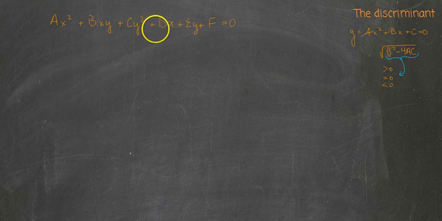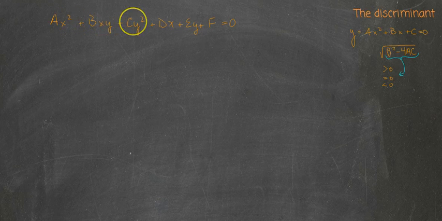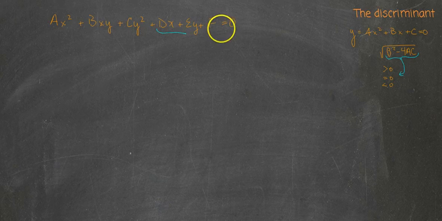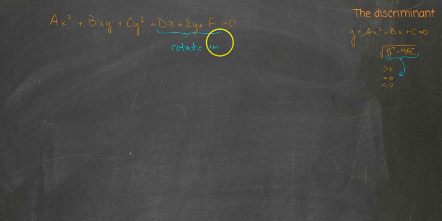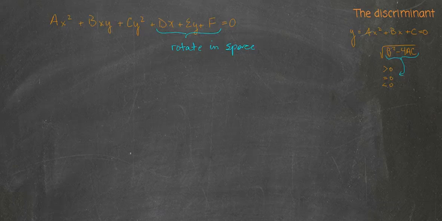Now, in this case, I'm going to use A, B, and C, just like before, except there's also a D, E, and F. And these serve to rotate in space a conic section. We don't have the tools yet to do that until after trigonometry. If we have time, we'll come back and revisit this. But in the meantime, we can use the ABC of a conic section using the exact same formula.